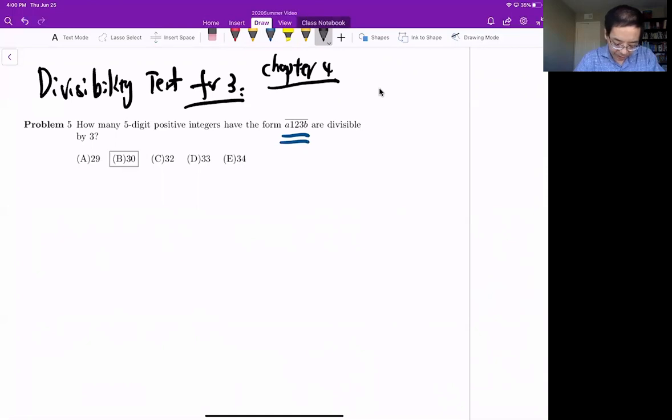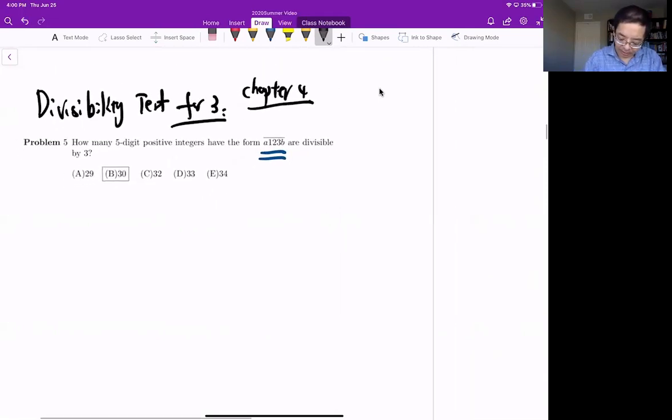So this is the divisibility test for 3. What is it? A number is divisible by 3 if and only if the sum of its digits is divisible by 3. Let me write this.